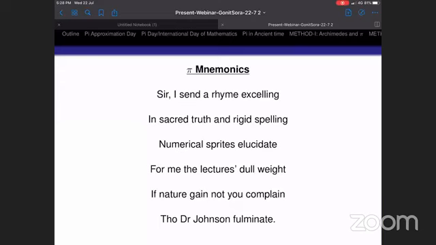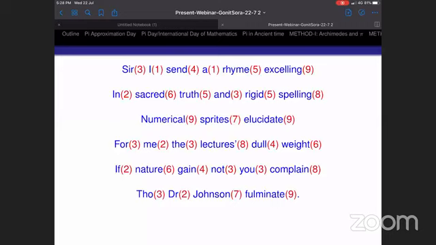What is this? This is "sir." Sir means there are three letters in the word sir. So three, then one, four, one. So actually this is nothing but the digits of pi, 3.14159265358, etc. These are called pi mnemonics, and these mnemonics are used to memorize the value of pi.